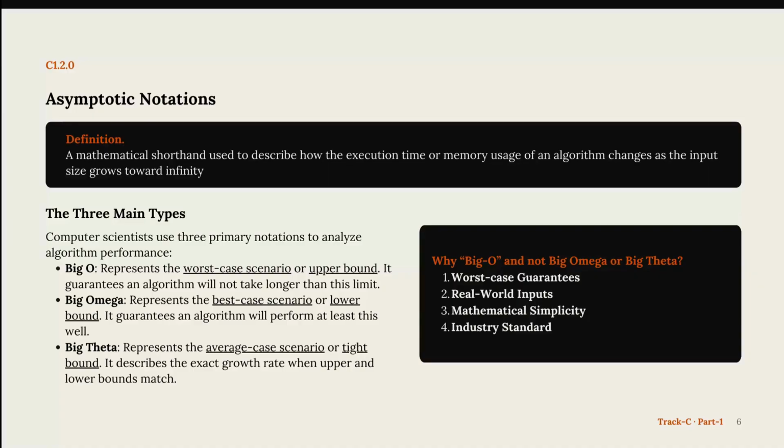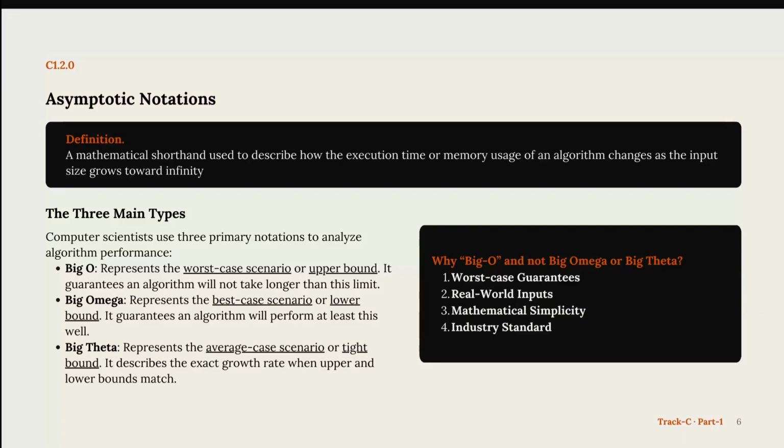And computer scientists typically use three notations, which are big O, big omega, and big theta. Whenever an algorithm is working and we input the data, there are three types of scenarios that we are going to hit. One is the worst case scenario, one is the best case scenario, one is the average case scenario. Big O represents that worst case scenario or upper bound. It guarantees that the algorithm will not take longer than its upper limit. So that's the ceiling.